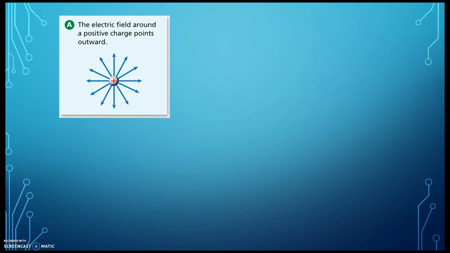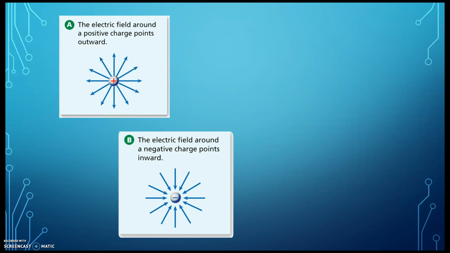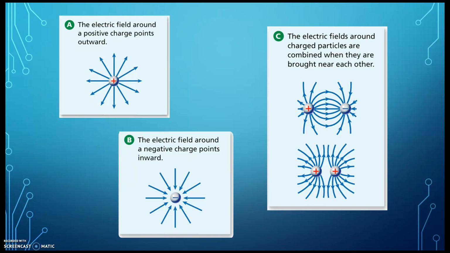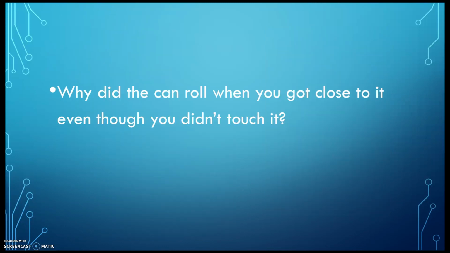Okay, the electric field around a positive charge, again, points outward, while the electric field around a negative charge points inward. So when you combine these, this is kind of what those fields would look like. You can see with the positive and negative, the opposite charges, they're going to attract or pull towards each other, while with the two positive charges, they're going to repel and push away from each other.